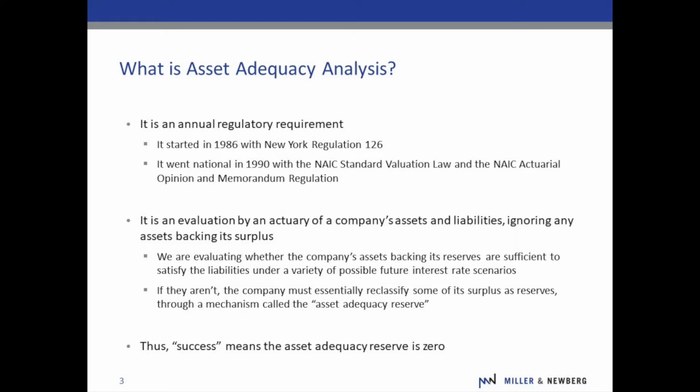Now, what is an asset adequacy reserve? It's simply the mechanism where the actuary pulls additional assets into the analysis. Assets that are backing the company's surplus are brought into the analysis to help the company pass more of these scenarios. And if that ends up being necessary, then the actuary tells the company you need to put on your balance sheet an asset adequacy reserve, and they tell the company the dollar amount to set up. Now, setting up an asset adequacy reserve means that the company ends up having some of its surplus reclassified as reserves, as a liability. And nobody wants that.